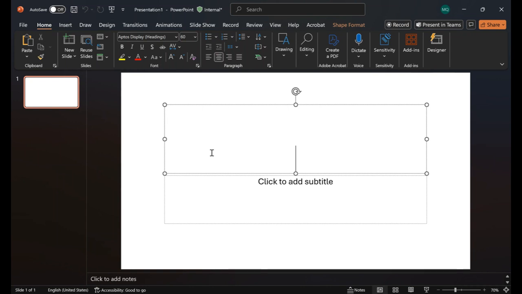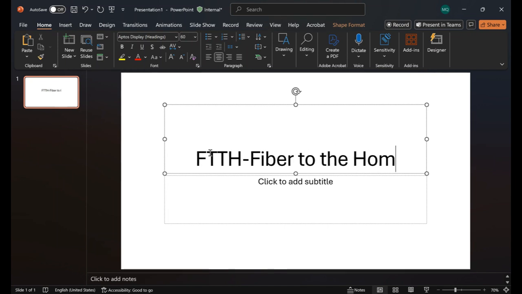Fiber to the home, or simply FTTH. But by the end of this lecture, you will not only understand how it works, but also why it's so crucial for future-ready digital infrastructure. So, what is FTTH?